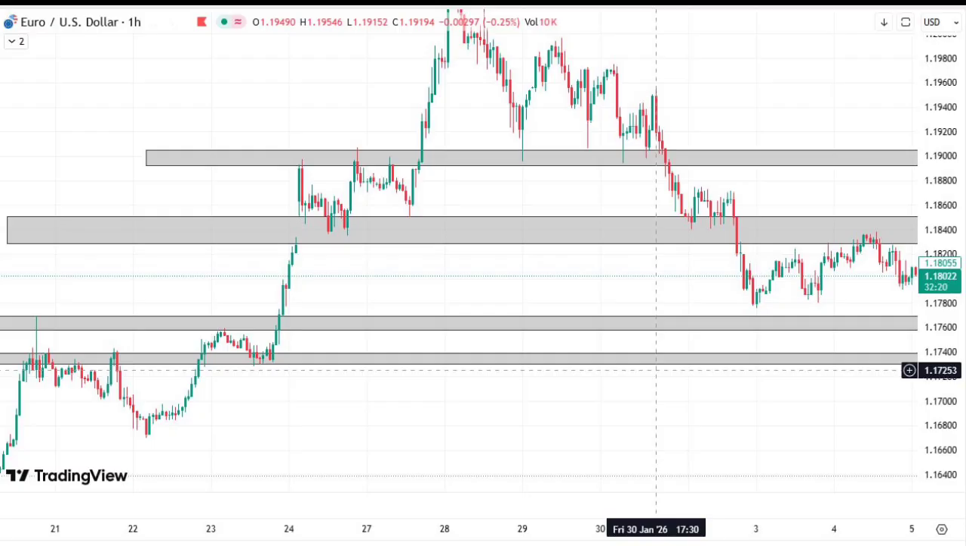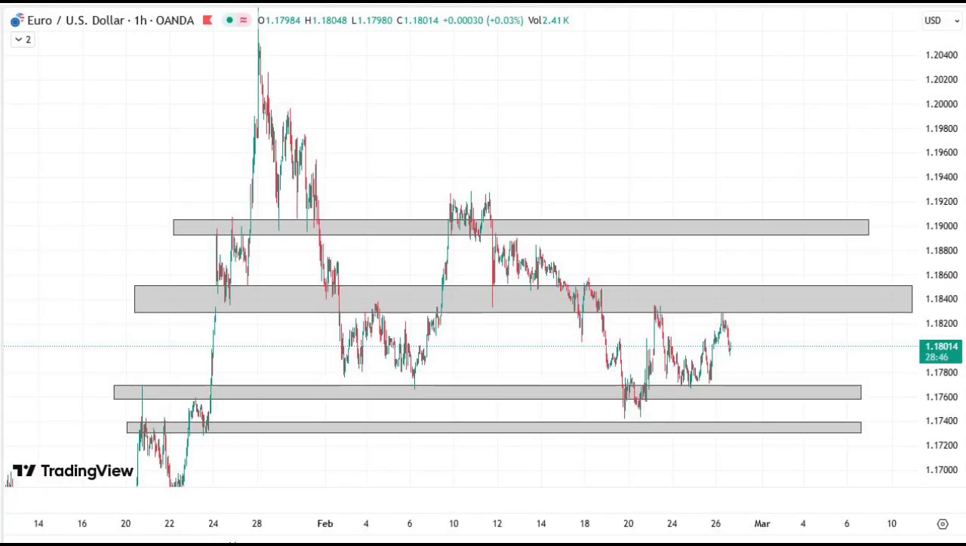The freshness rule. Not all zones are created equal. We want fresh zones. A zone that was created last week is far more powerful than a zone created 6 months ago. The institutions remember where they left their orders, and they will defend them.